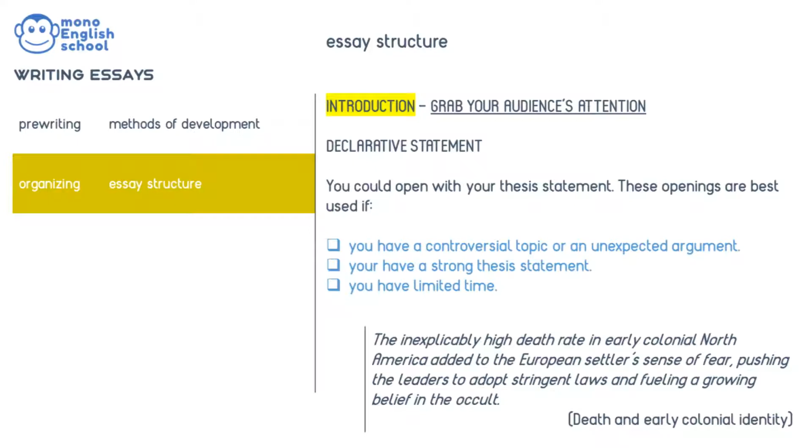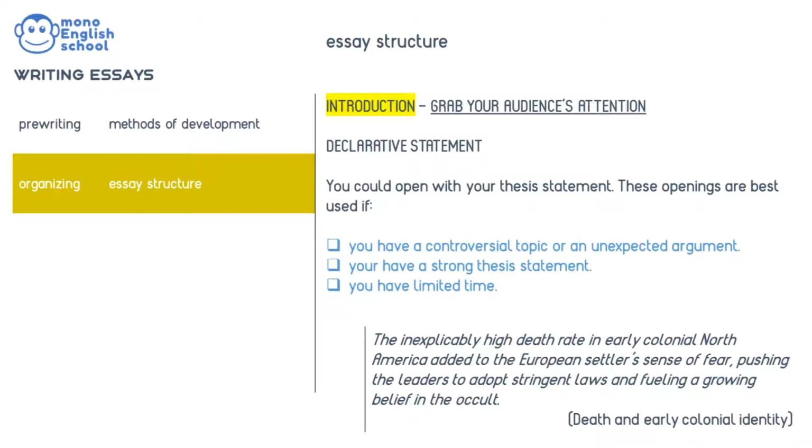This thesis attempts to draw interest through using dramatic language, for example, push, fuel, and the occult, to show the effects of fear in the early colonial period. As a side note, this thesis also indicates a cause-effect method of development for the essay and provides direction to the body paragraphs.